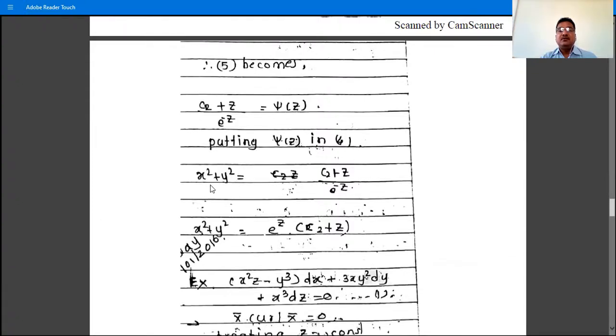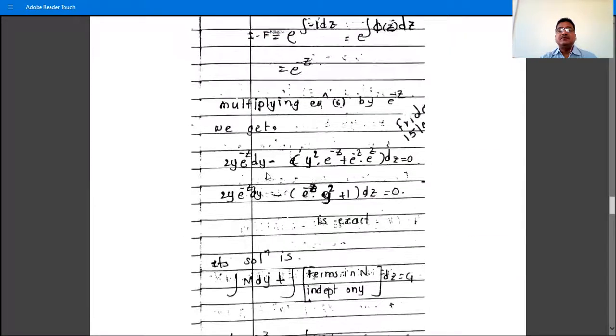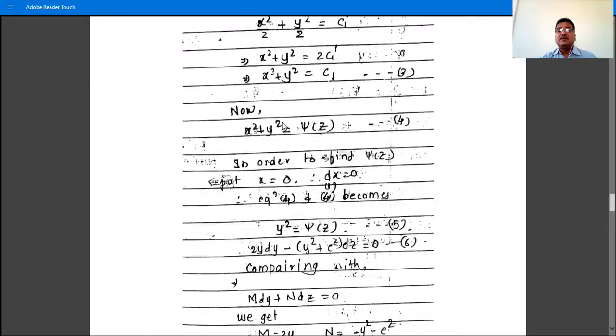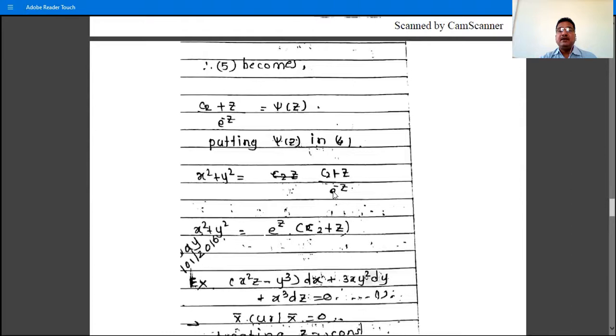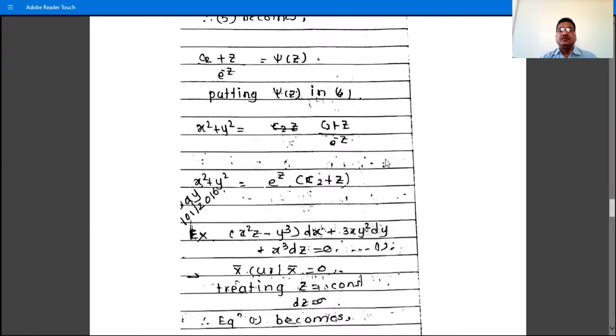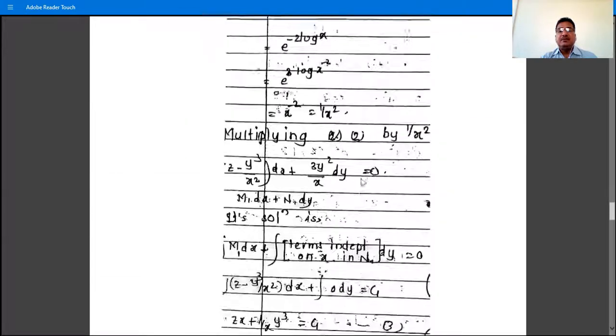Then substitute this value of psi z in equation number 4. We get the general solution. What is equation number 4? This is x square plus y square is equal to psi z. So x square plus y square is equal to (c2 plus z) divided by e raised to minus z. After simplification, if you shift e raised to minus z to the numerator, it becomes e raised to z. So x square plus y square is equal to e raised to z in brackets (c2 plus z), and this is the general solution of the given differential equation.